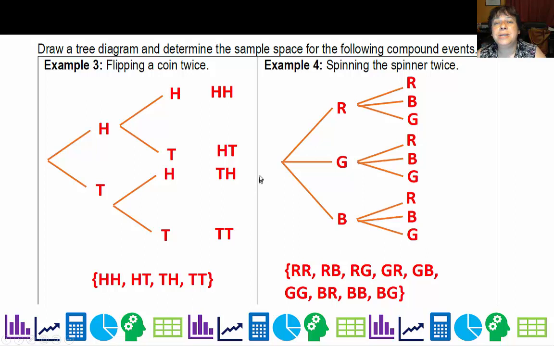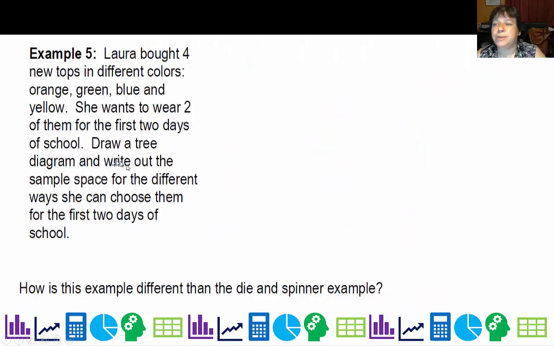All right, let's look at another example which has a slight twist. Laura bought 4 new tops in different colors: orange, green, blue, and yellow. She wants to wear 2 of them for the first 2 days of school. Draw a tree diagram and write out the sample space for the different ways she can choose them for the first 2 days of school.